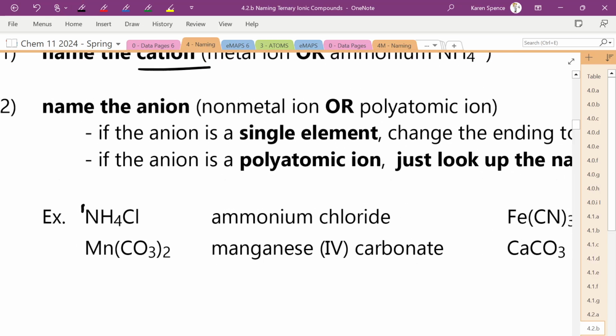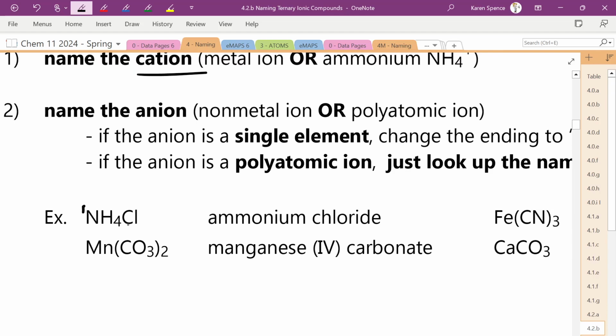Where does the first ion end? NH4Cl. After the 4, okay? That's the cation. Is this a Ci or is this a Cl? Cl. You're never going to see a Ci. You might see CI4 as a, what do you call it, covalent compound, but never in an ionic compound. Okay, so that's our negative ion. So we just name ammonium and then chloride.